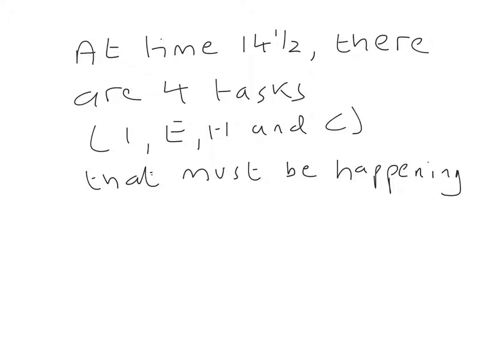At time 14 and a half, or after 14 and a half days, there are 4 tasks, i.e. H, E, C and I. Tasks, activities, either word is okay. There's 4 tasks that must be happening. So therefore we need 4 workers. And that's it.